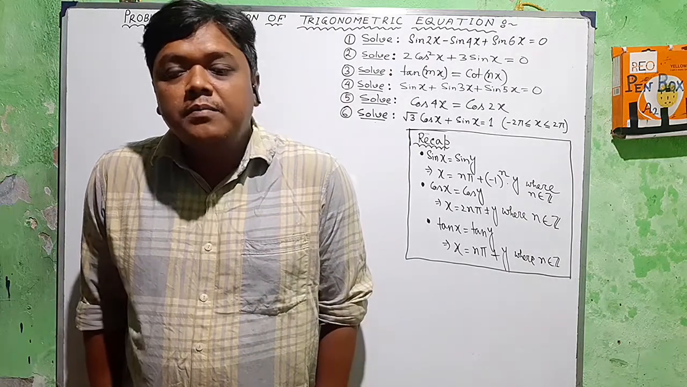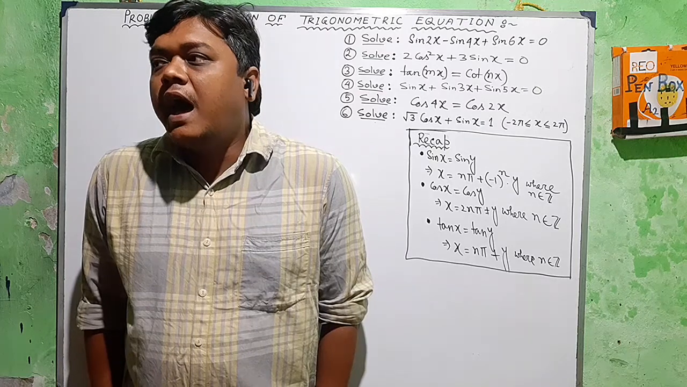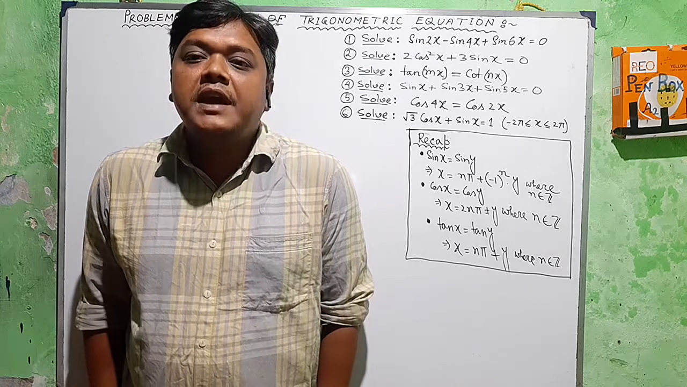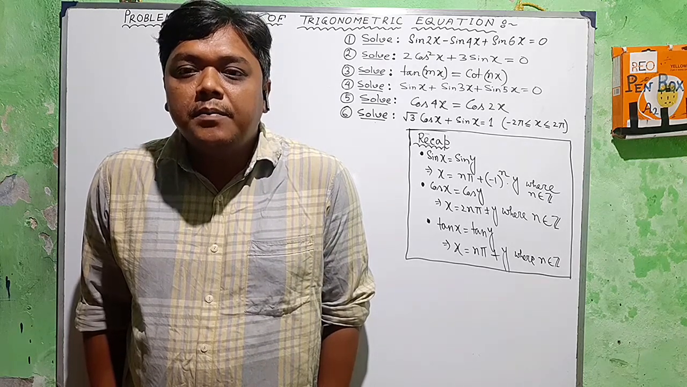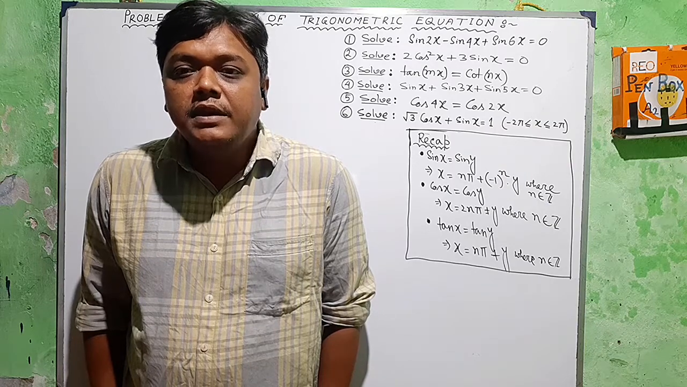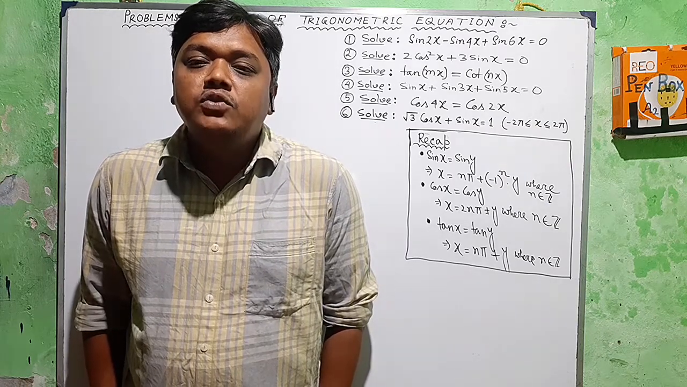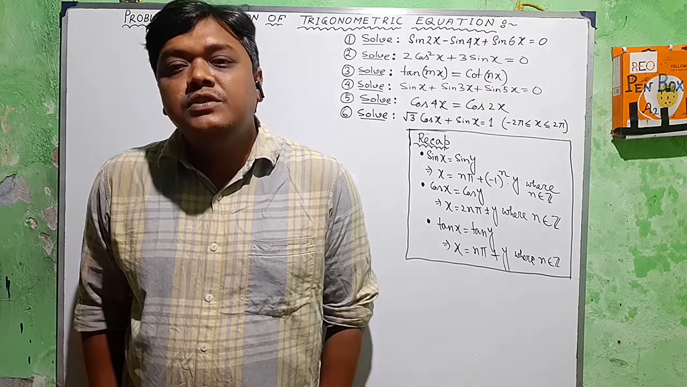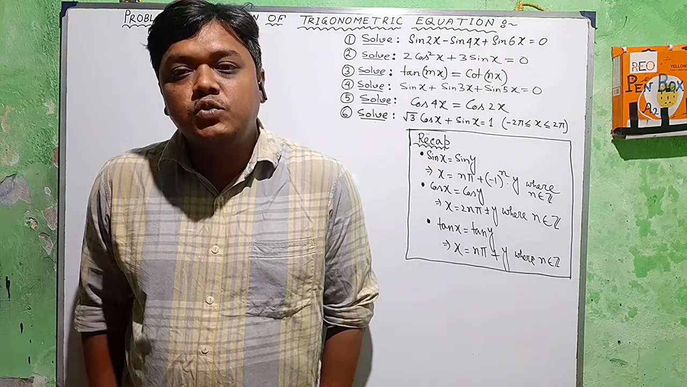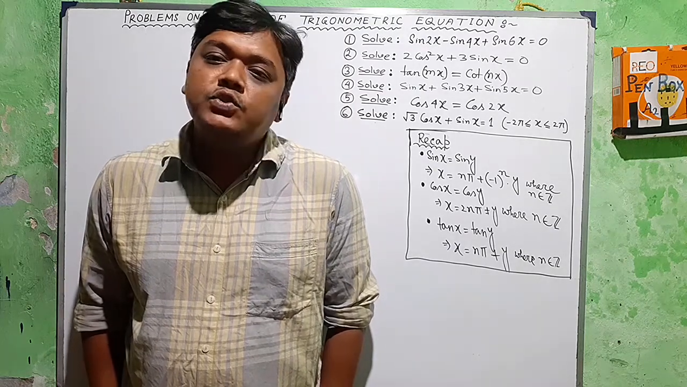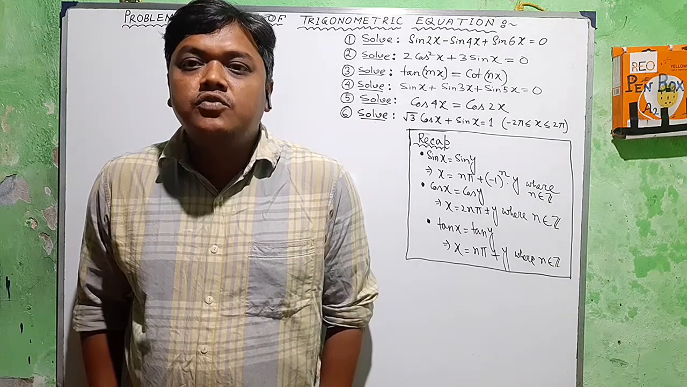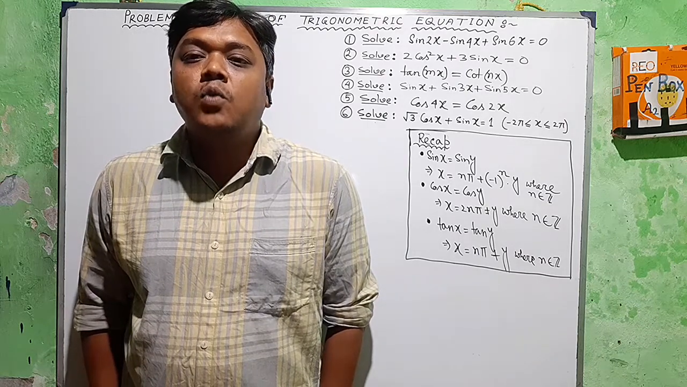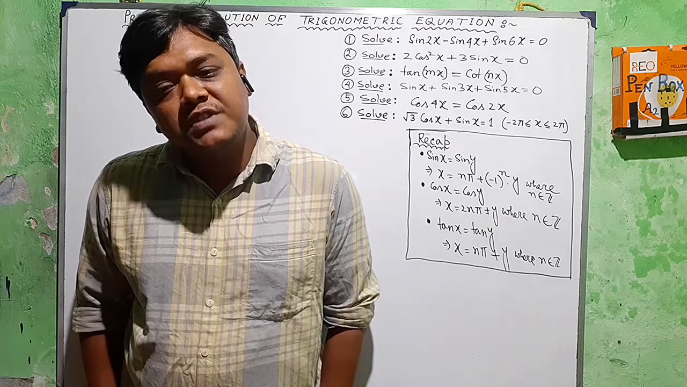If x and y are any two real numbers and sin x equals sin y, then the general solution is x equals n pi plus minus 1 to the power n into y, where n belongs to Z, or n is an integer. That means n takes the values 0, plus minus 1, plus minus 2, plus minus 3, plus minus 4 and so on. And if cos x equals cos y, then x equals 2n pi plus minus y, where n also belongs to Z.